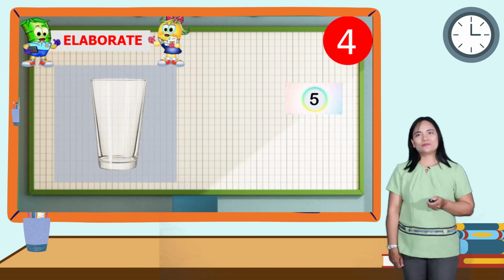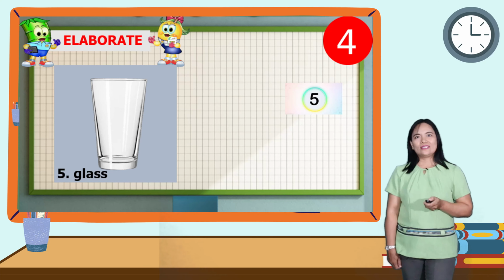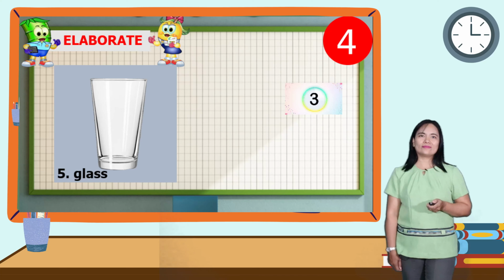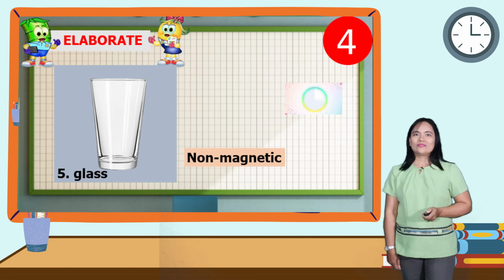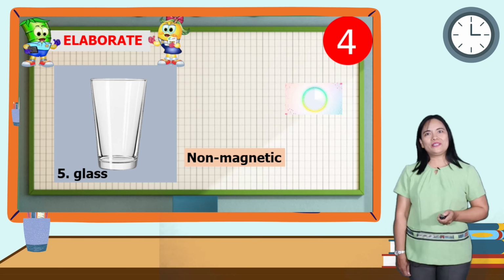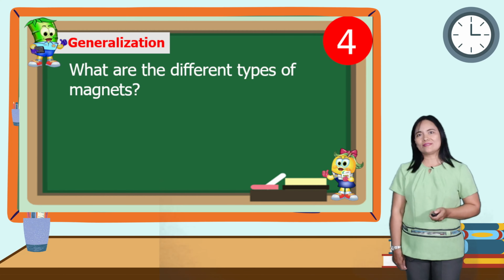Next, number 5 is a glass. Is it magnetic or non-magnetic? Time starts now. Time is up. The correct answer there is non-magnetic. Did you get it right, children? Very good.